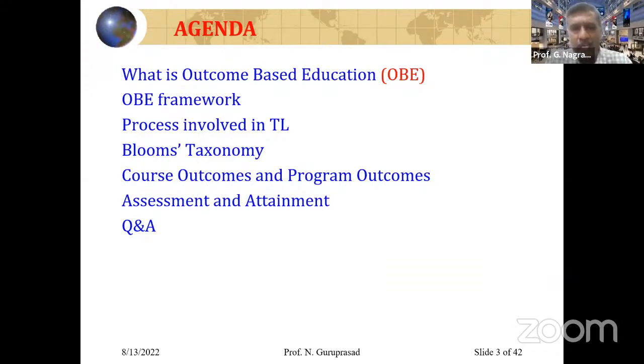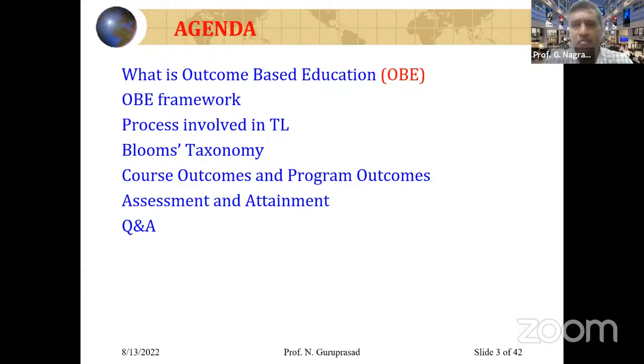In assessment and attainment, I'll be briefing you about how I have taken a case study of one of the computer science subjects that I have handled in this university, what are the methodologies that I have adopted for assessment, and what is the outcome at the end of the day.